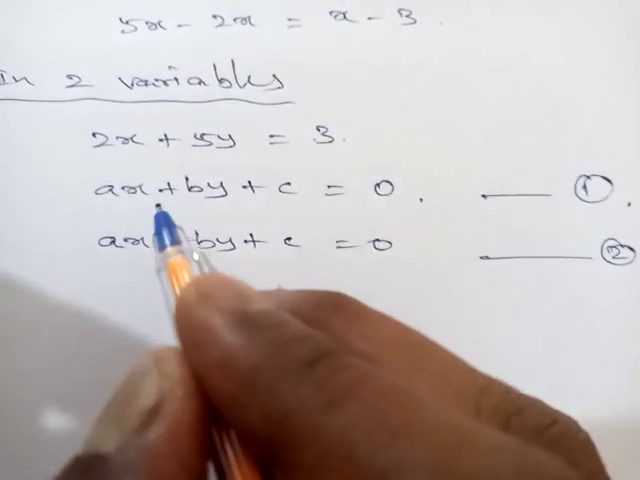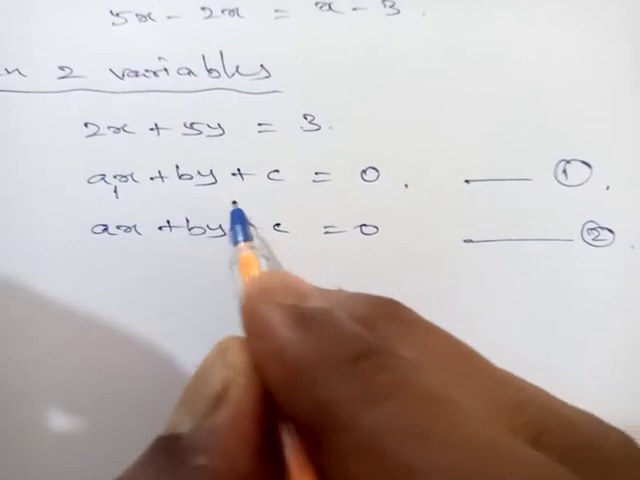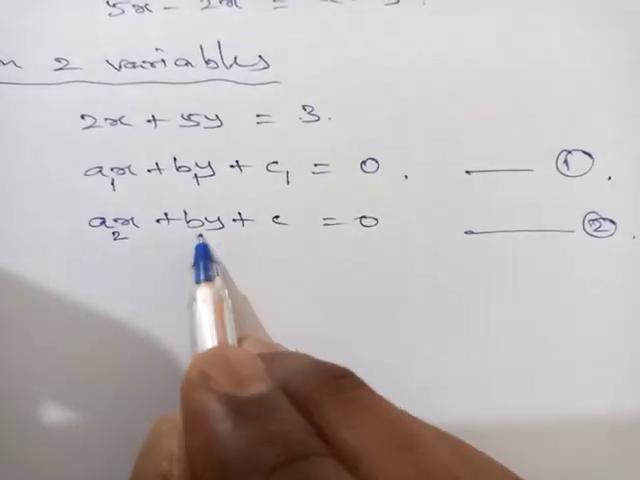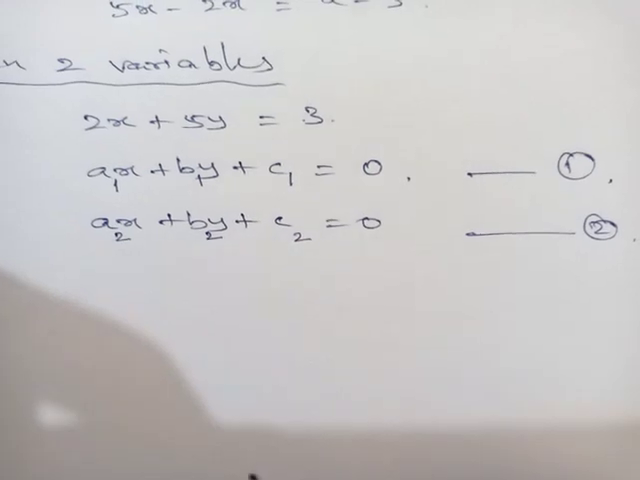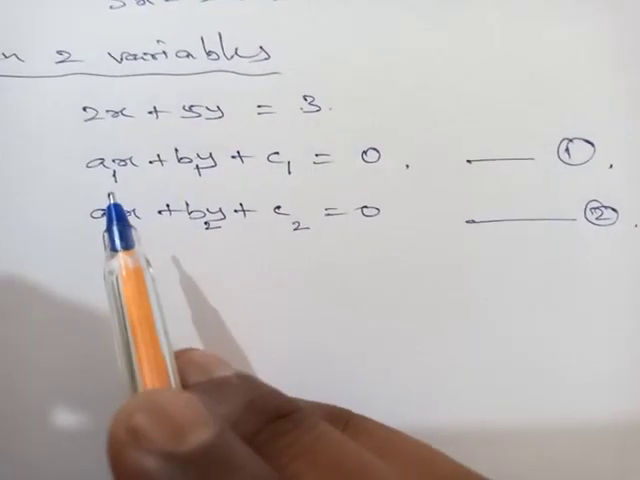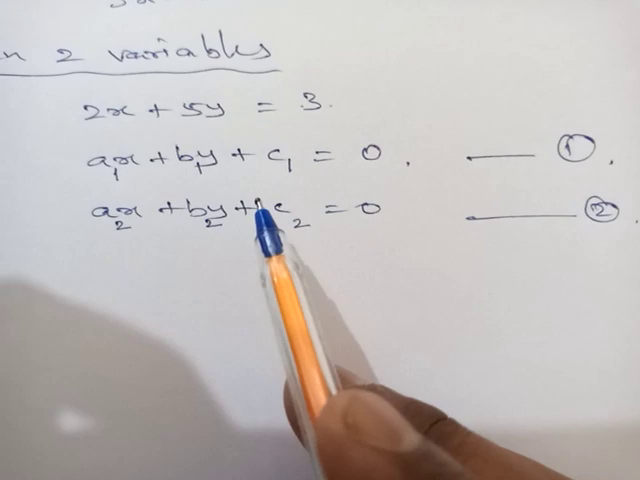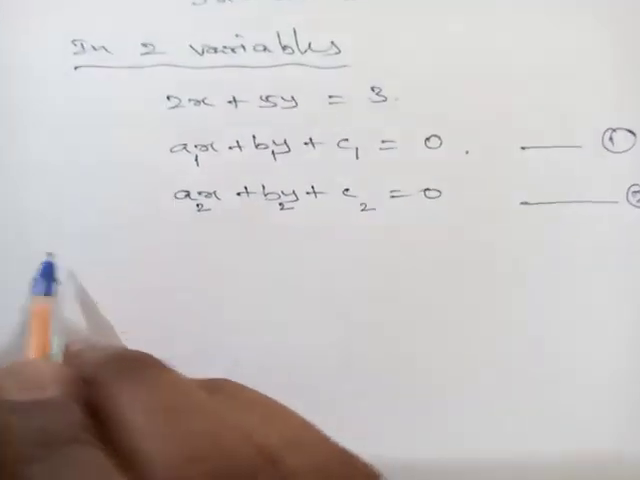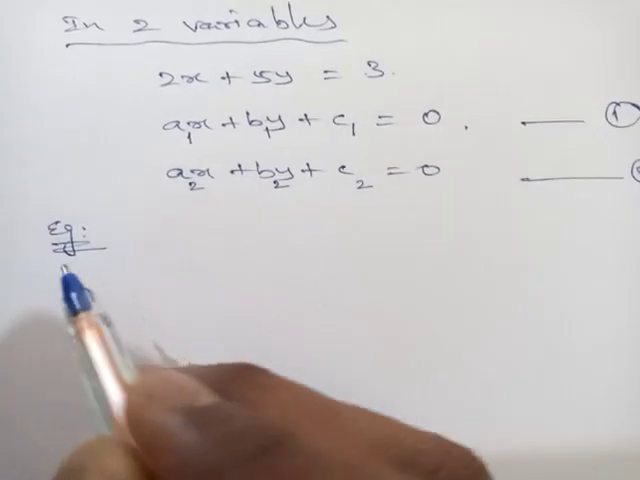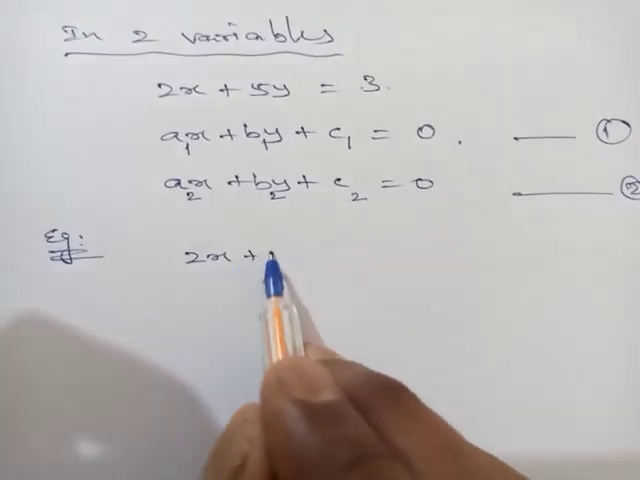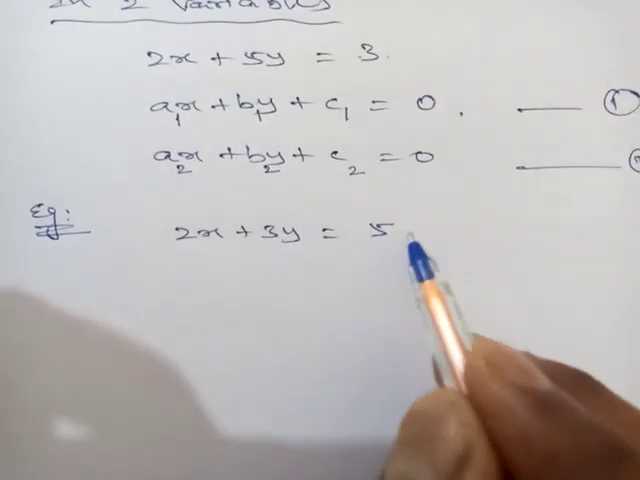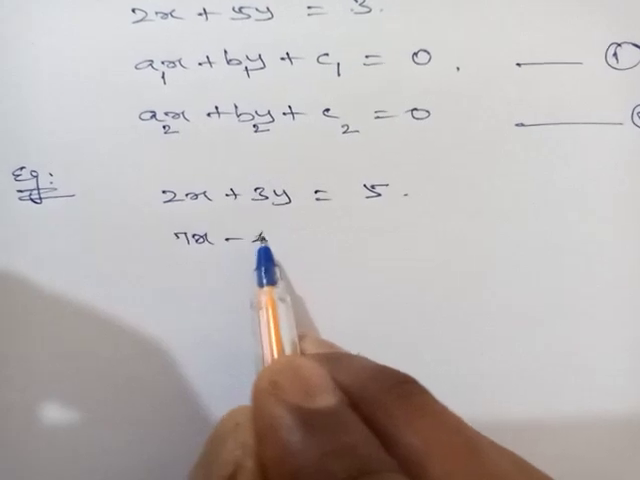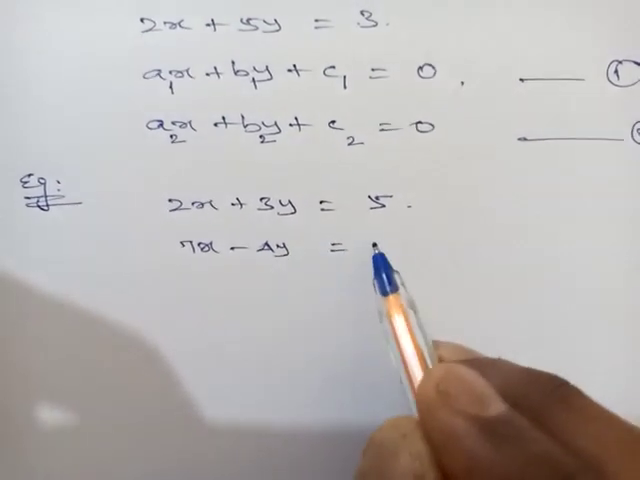That's why, in the first equation I am giving a1, b1, c1. In the second equation I am giving a2, b2, c2. Now we can easily identify a1, b1, c1 in the first equation, and a2, b2, c2 in the second equation. I will give you one example, and you will get a clear idea. See here: 2x + 3y = 5. This is equation number 1. Another one: 7x - 4y = 3.